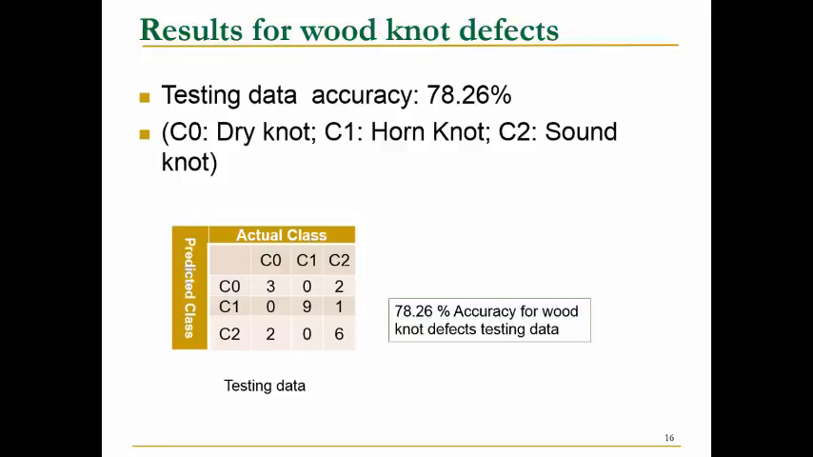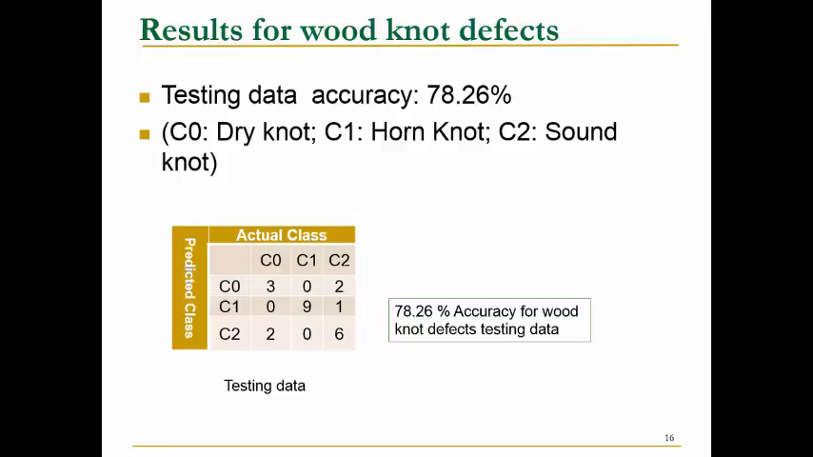The confusion matrix for testing data is shown. Here, C0 is for dry knot, C1 is for horn knot, and C2 is for sound knot. For dry knot, 3 samples out of 5 samples are truly classified and detected as dry knot, whereas 2 samples are falsely detected as sound knot.